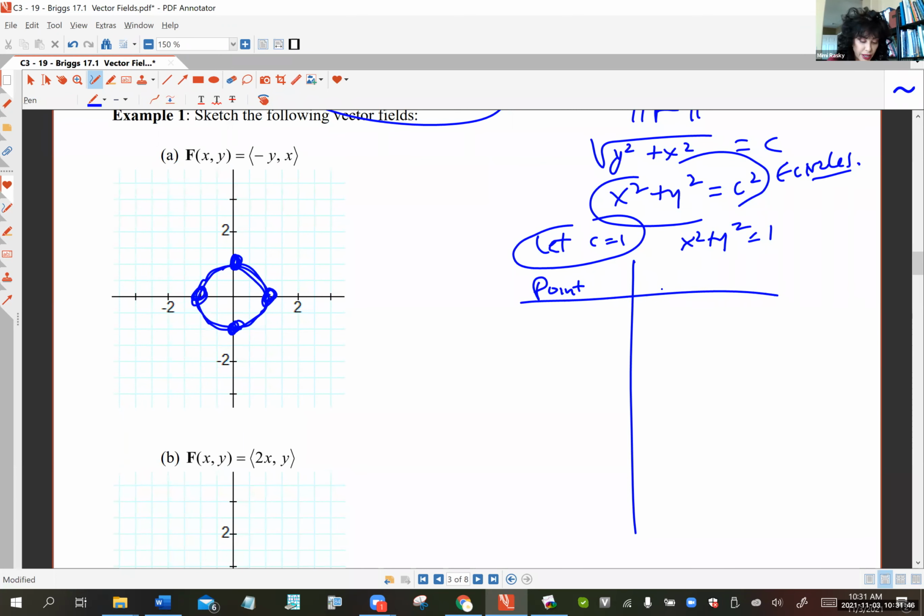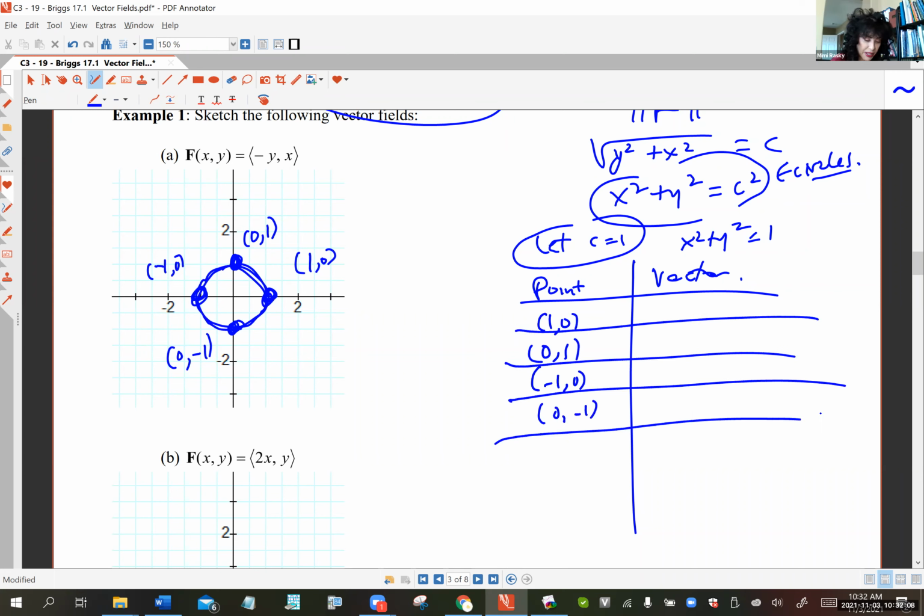Yeah, this is going to take some time. Did you think it was going to be quick? Sorry. So, I'm going to pick the points (1, 0), (0, 1), (negative 1, 0), and (0, negative 1). And I'm going to put those in my chart. Now what?